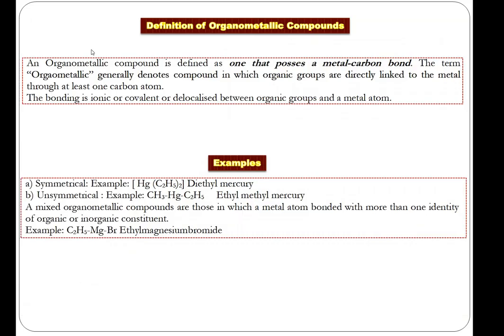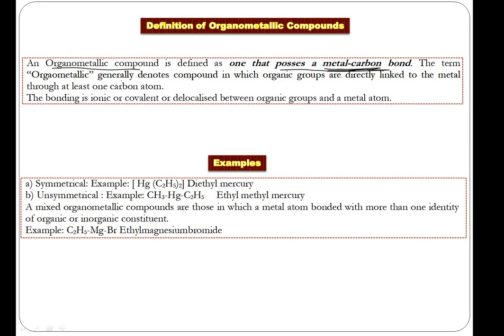So let's begin with the definition. Definition of organometallic compounds. An organometallic compound can be defined as one that possesses a metal-carbon bond. So those compounds which contain a metal-carbon bond.